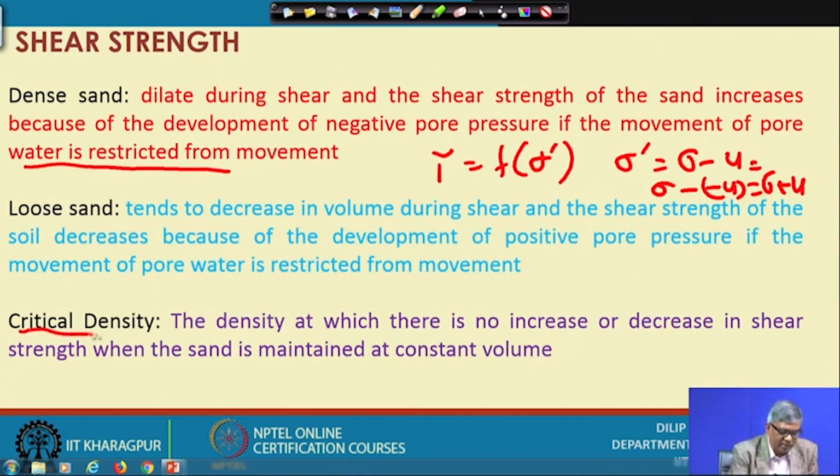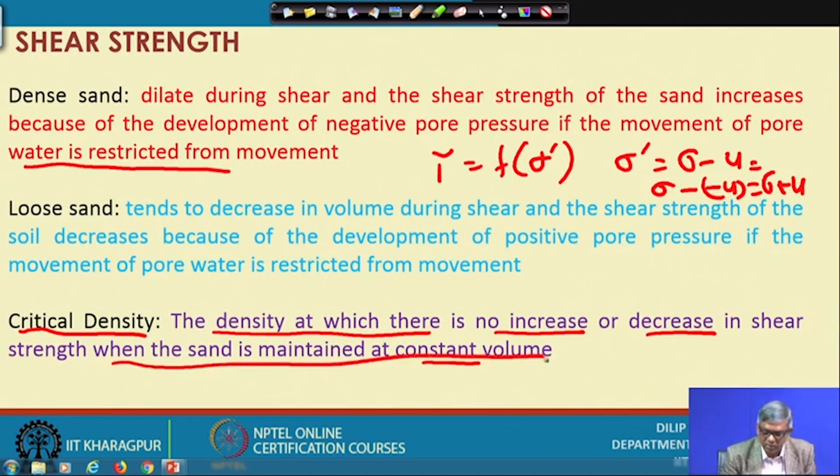And this is the critical density, that means the density at which there is no increase or decrease in shear strength, when the sand is maintained at constant volume. That means at a particular density, when you shear, it will neither increase nor decrease in volume, and that will give you constant shear strength. That density is called the critical density.